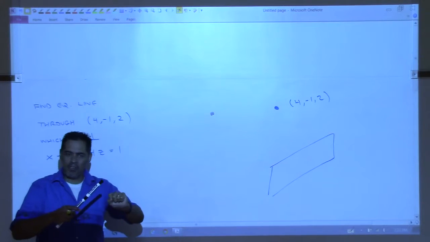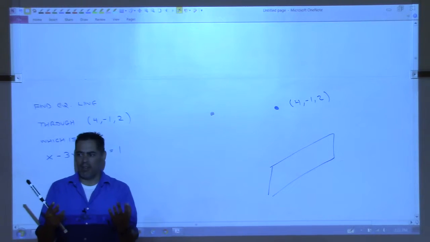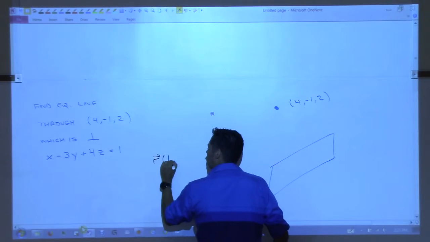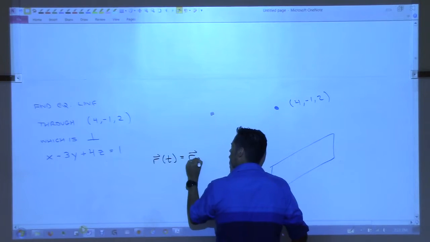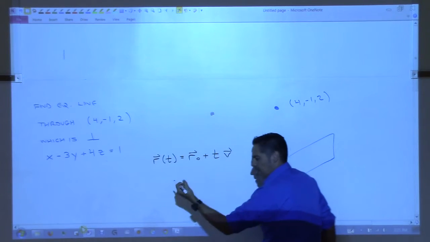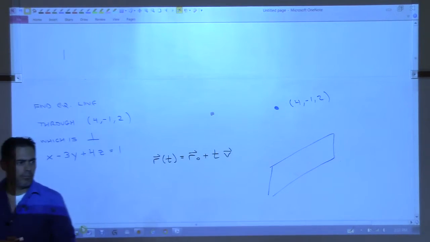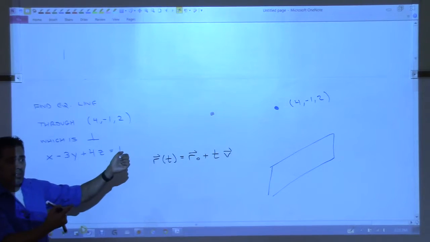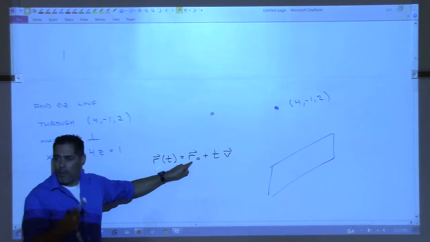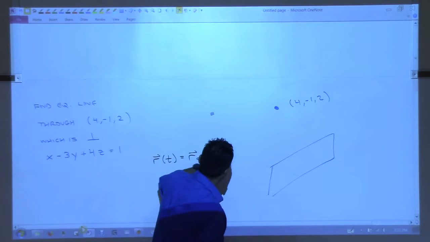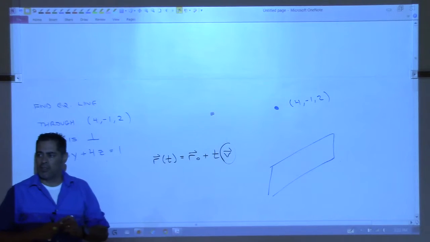For the vector equation of the line, what are the 2 things I need? The general form of the vector equation of a line is this. We talked about this. What did r naught come from? It's a point. We're going to take a point and convert it to a vector. So this basically says I need to know a point on the line. We have that, don't we? Yes. All we really need then is the direction of that line, the direction vector.